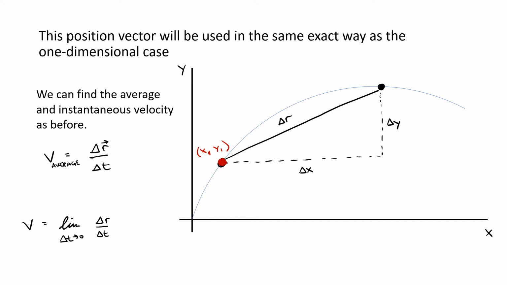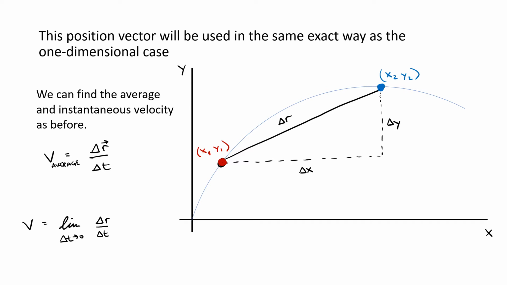And I'll make the other point blue. This point up here has the coordinates x2 and y2. Now you can see that there will be a different x value for the first point and the second point, and there's a different y value for the first point and the second point.